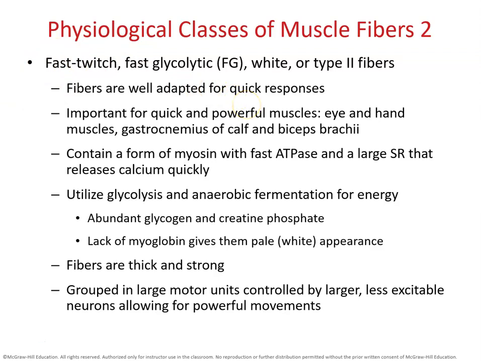This is the muscles you find in your eyes, in your hands, your biceps, things that can move and react very quickly, aren't used generally for stabilizing the body. So these are going to primarily depend on glycolysis and anaerobic fermentation, and their fibers are thick and strong, and typically we have larger groups of muscle cells being controlled by neurons.